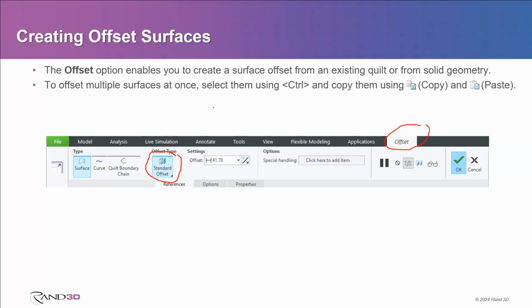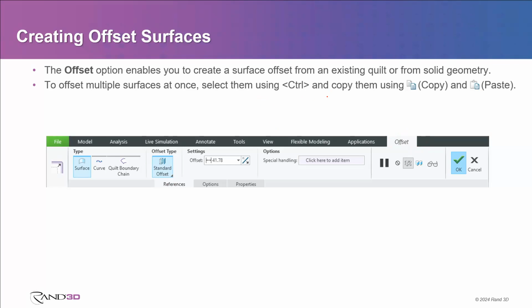If you're looking to offset maybe several solid faces or several surfaces from a quilt, you're going to notice if you hold the control key and pick more than one item, you're not going to be able to do the standard offset. The standard offset is limited to picking one entire quilt, one surface out of a quilt, or one solid face. If you're looking to offset maybe 7 or 8 solid faces, you could turn those into a single quilt, or you could copy a new single quilt on top of those solid faces.